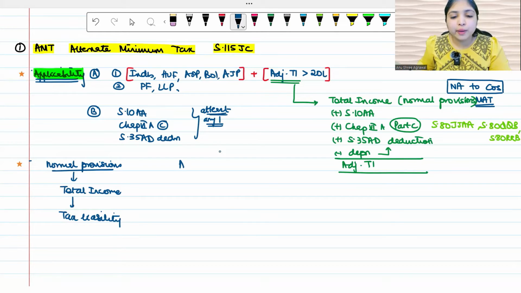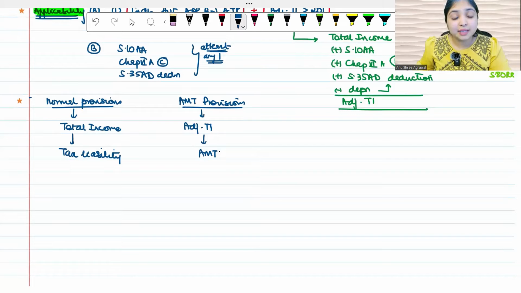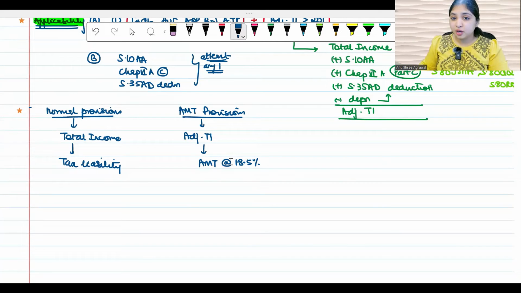Similarly, following the AMT provisions, on the basis of these AMT provisions also, you will find the adjusted total income of the assessee. This is the adjusted total income of the assessee. On the basis of adjusted total income, we will calculate the AMT of the assessee. Now, this AMT has to be calculated at the rate of 18.5%. So, the AMT rate is 18.5%.